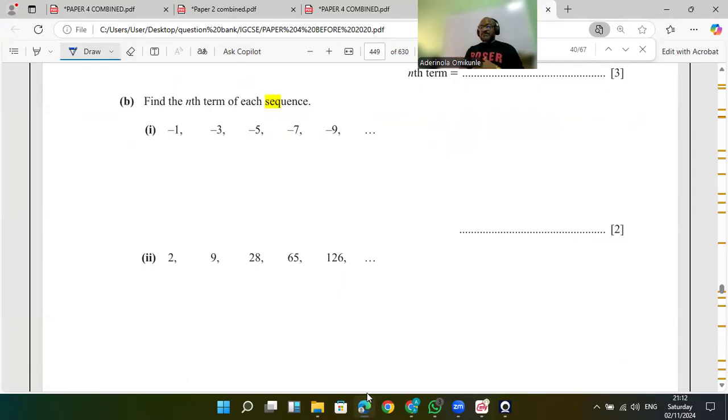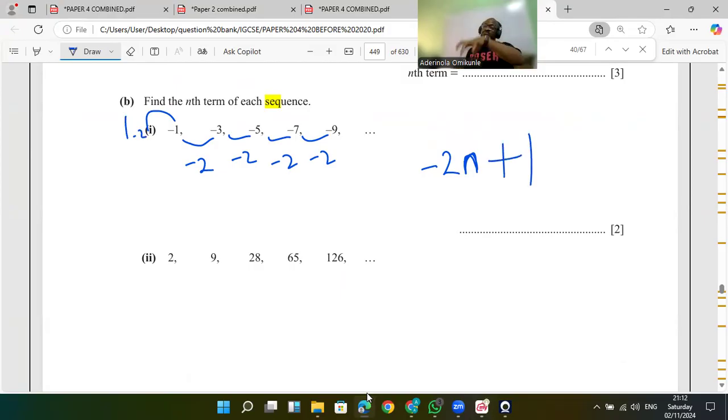Okay, so let's see this. For this one, the difference is -2, the difference is -2, the difference is -2. So that makes this a linear sequence. What we do for a linear sequence is take the difference, that's -2, and put an n in front of it. Then ask yourself, if you're going to have a number before -1, what will that number be? Well, the number is 1, because if you put 1 here and then you do 1 minus 2, that gives you -1. So the nth term of this sequence is -2n plus 1, and somebody can say 1 minus 2n. This is exactly the same thing.